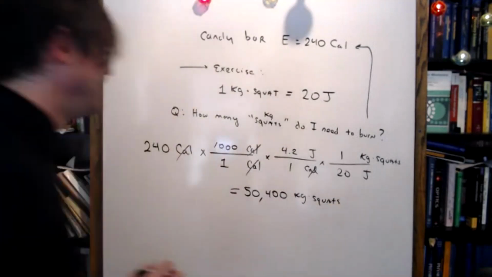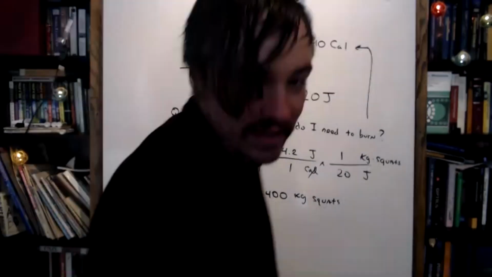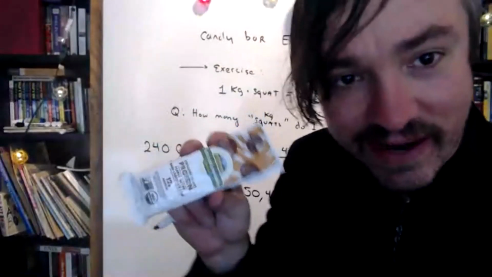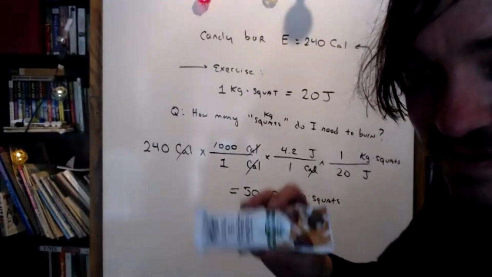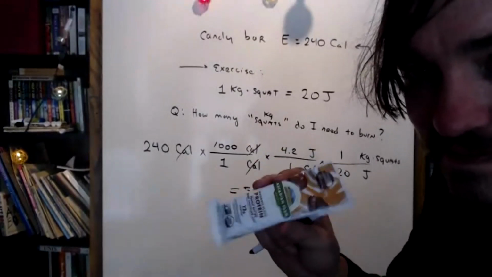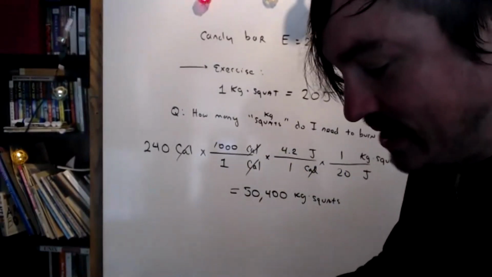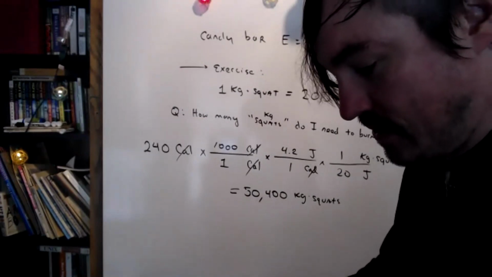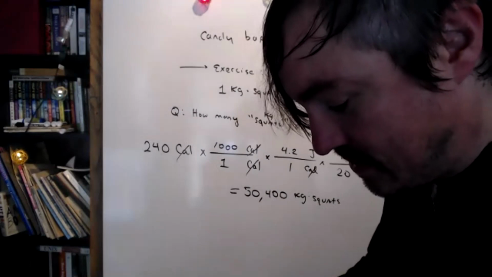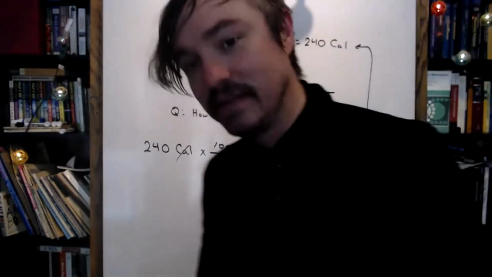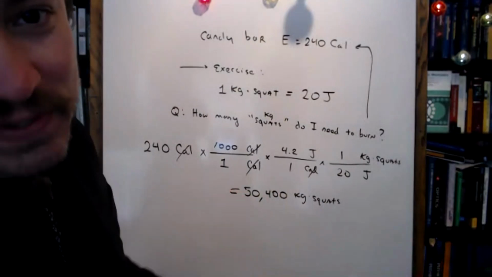There you go. That's a lot of squats. That's probably why I shouldn't eat this thing, right? Do you guys think I have it in me? Do you think I could do 50,000 kilogram squats? I don't think so. It would take a while. Suppose I did 1 squat a second. How long would that take? A whole lot of seconds. That would take 840 minutes. That would take 14 hours. That would be 14 hours of straight squats at 1 squat per second.